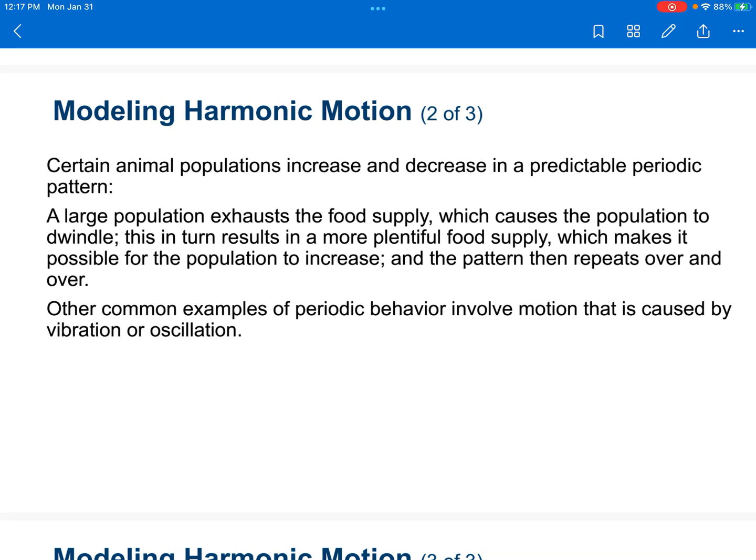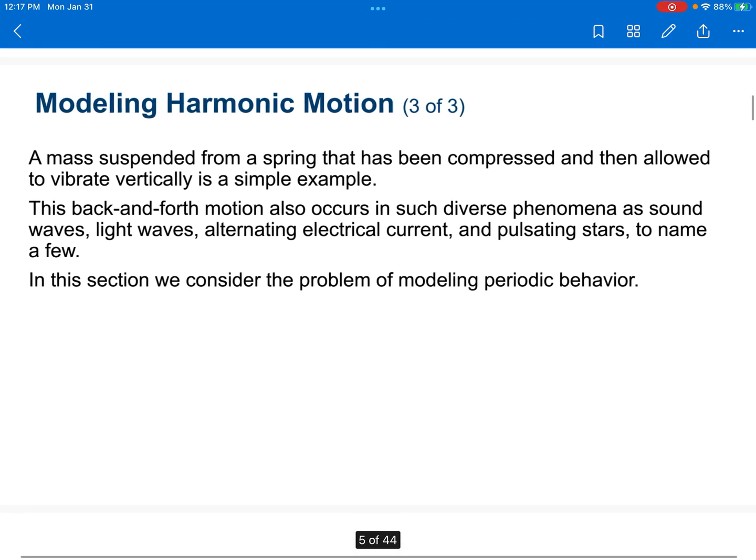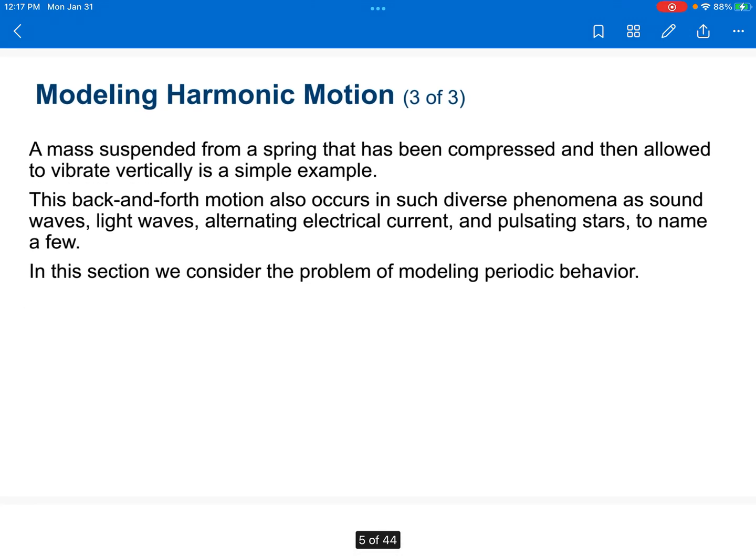Now, other common types of periodic behavior, and this is the one we're going to focus on, involve motion that's caused by vibration or by oscillations. Some of these things could be as simple as taking a spring and putting a mass on it, like a weight, and pulling it down and then letting it go, or compressing it, pushing it in, and then letting it go. And it goes back and forth, up and down. That is what we call simple harmonic motion.